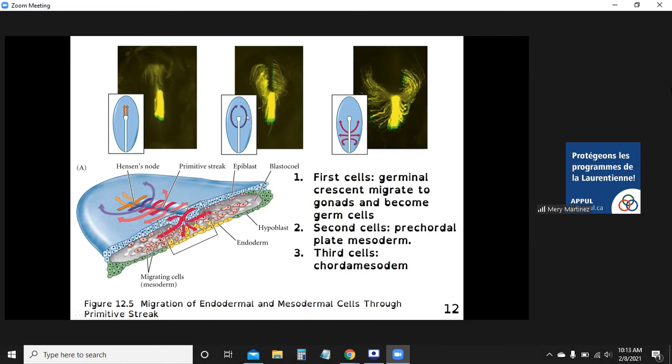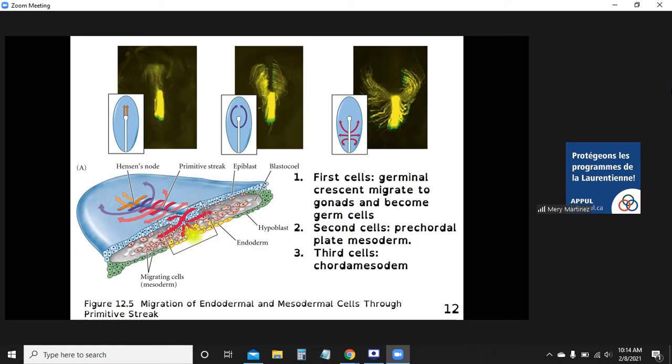The third group of migrating cells passing through that Hensen's node become the chordamesoderm. And we have already talked about the chordamesoderm because we said that it will be originated in the notochord, right? So the cells that become the chordamesoderm in here will subdivide into the head process. So we see that some still go to the front, okay? That will differentiate into the forebrain and the midbrain. And then the other cells will become the notochord, okay?